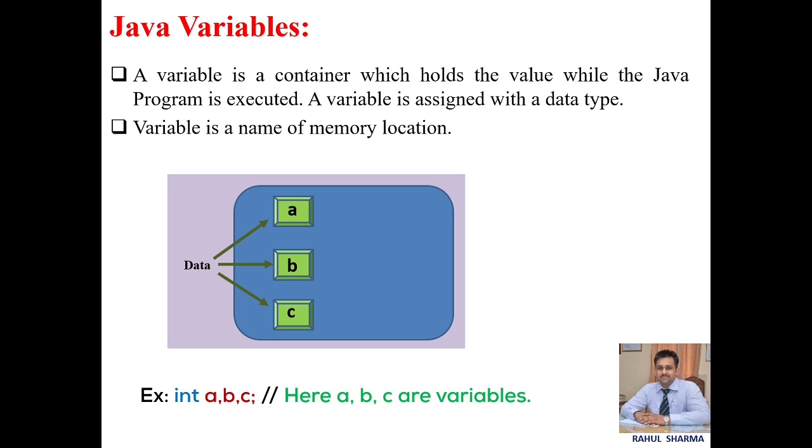So variables do not contain any value. Variables are the memory location name. Variables are not containing any information. Instead, variables are the name of a particular memory location. That particular memory location may contain some information or data that may be initialized by the user or developer.